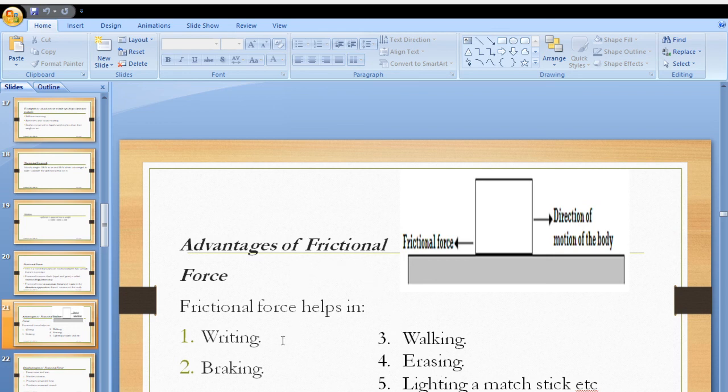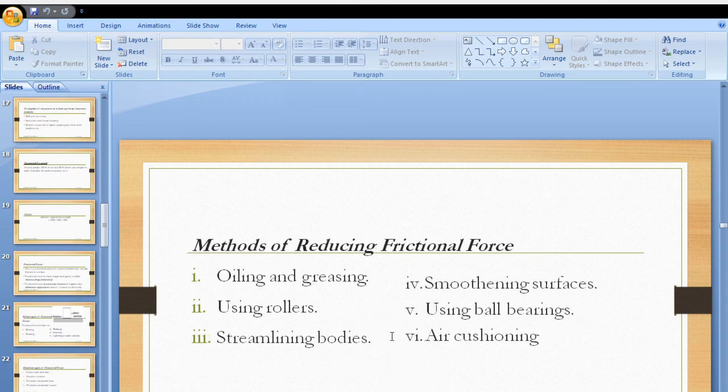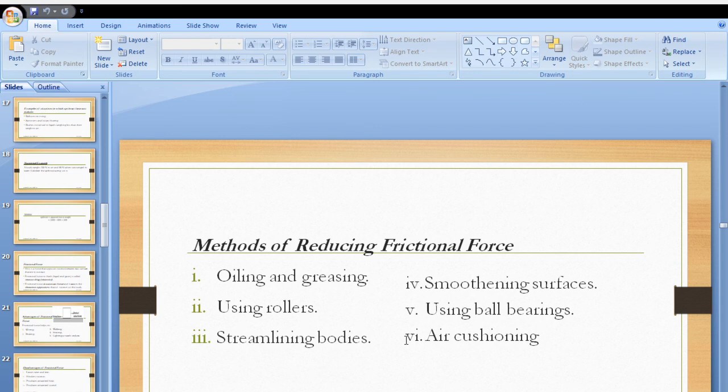Advantages of friction. Where can they be applied? In writing, in braking, in walking, erasing, lighting a matchstick. Those are the advantages of frictional force. Apart from the advantages, it also has disadvantages. It is useful, yes, but it can also cause some harm. For example, it causes wear and tear. It hinders motion. It produces unwanted heat. It produces unwanted sound. Let me add one: it can cause blisters.